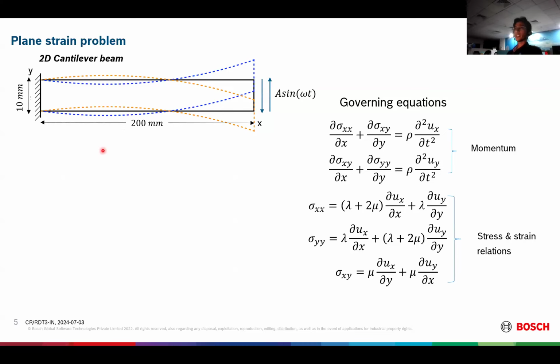So here is our problem statement. We have this cantilever beam, which is fixed on the left-hand side, and the right-hand side is being subjected to some harmonic function. And to simulate this, we have to solve these governing equations. As we can see, the first two equations come from the momentum, Newton's laws. And then we have three additional equations coming from the stress and strain relations, where lambda and mu are the material properties, which come from the material stiffness.